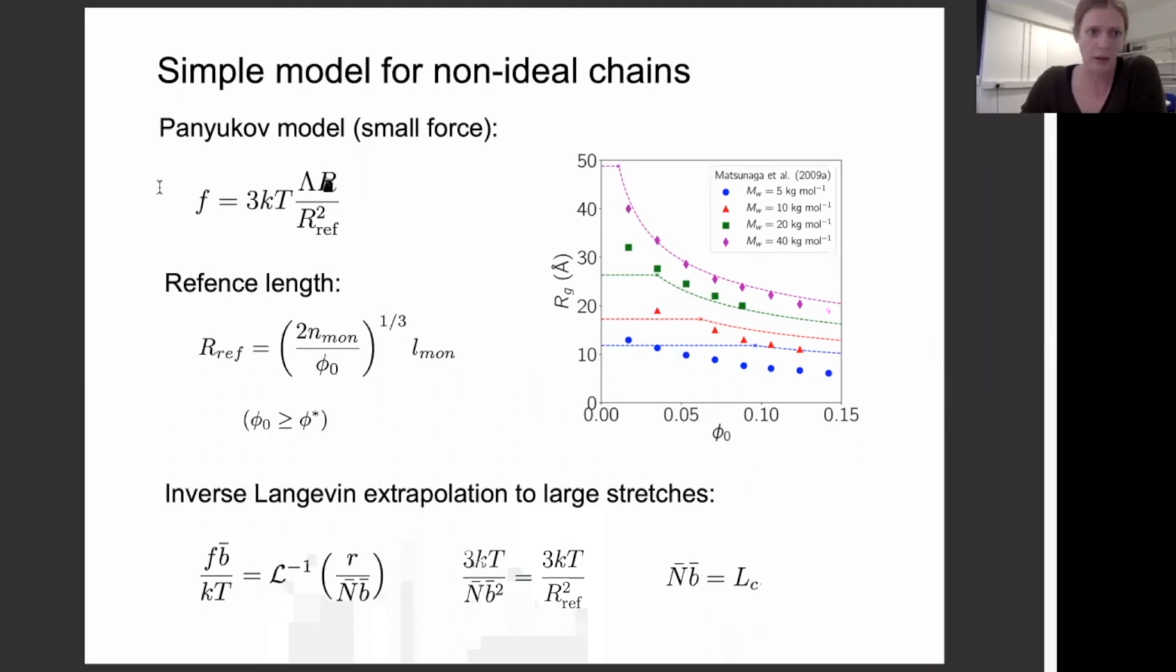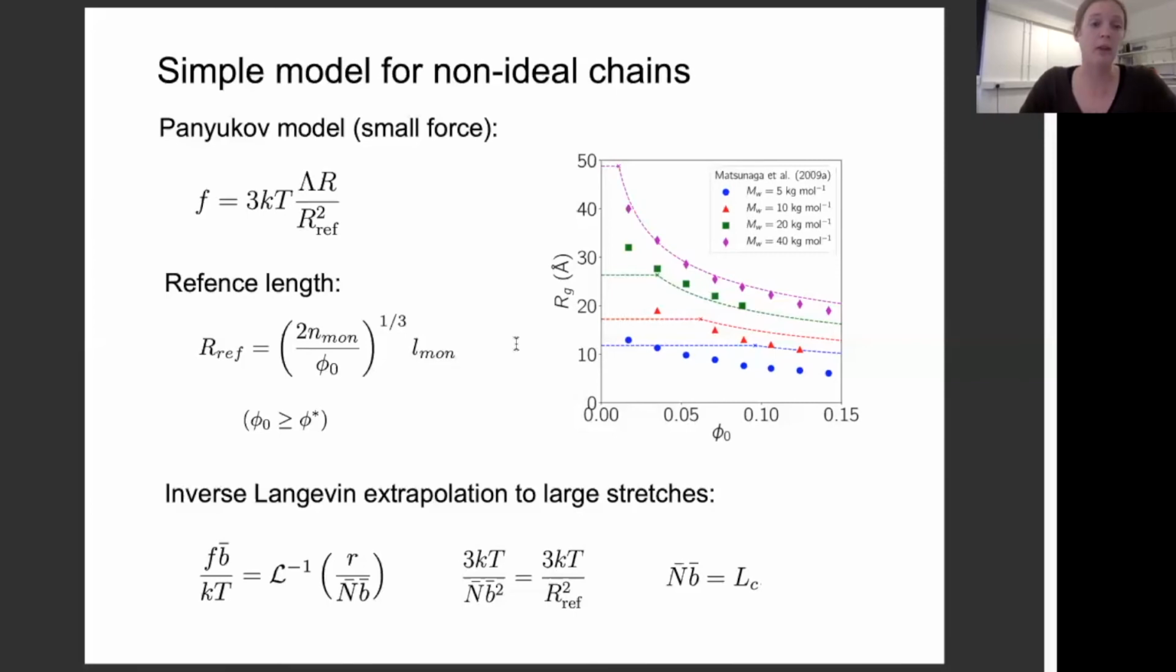This model is for small deformations only. So it's also a linear relationship between the end-to-end distance and the force, but the difference is that now you have a reference end-to-end length that appears in the elastic constant, and this distance is a function of concentration and number of monomers. I won't go into the detail, but we have used this expression for the reference length, which captures these experimental trends for unreacted chains.